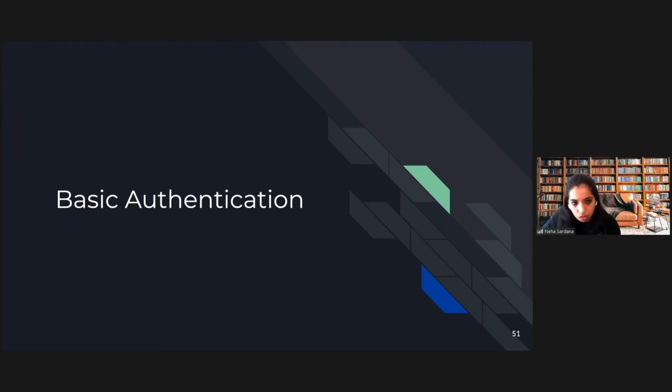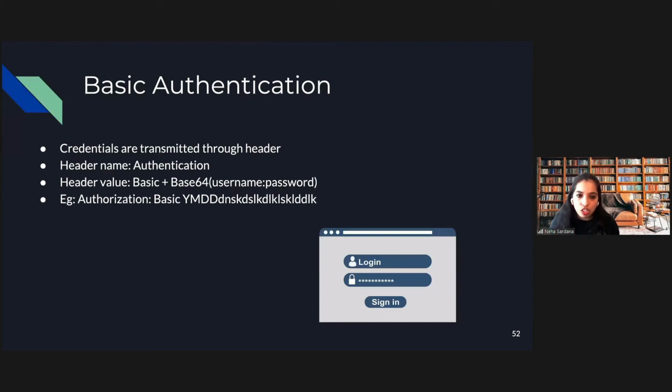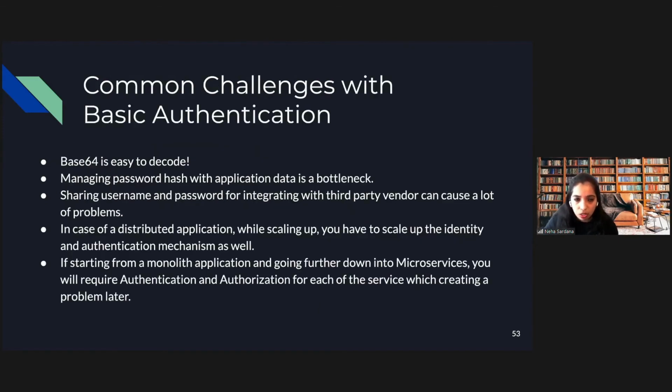Now let's look at basic auth. Basic auth is pretty simple. Your credentials are transmitted through a header. You have a header name, Authorization, and your value comes as Basic plus Base64 encoded username:password. And this is a simple example of basic authentication. So what is the problem here? The problem is that Base64 encoding is very easy to decode. So once you hack the header somewhere in your application, everything is easy to decode.